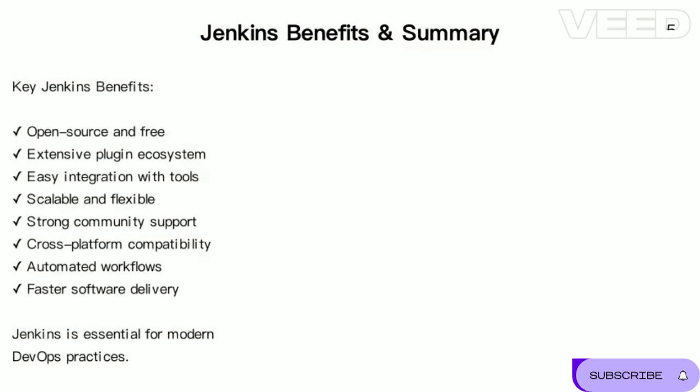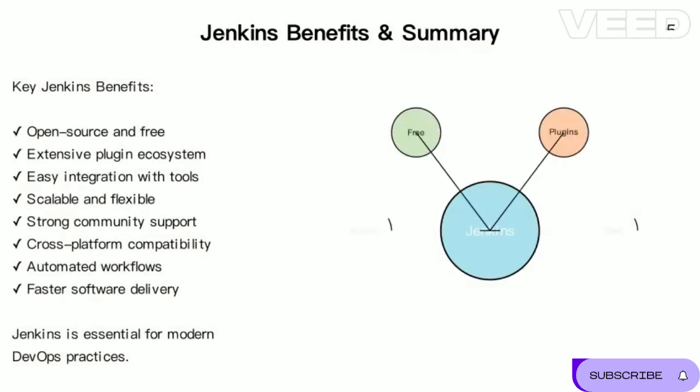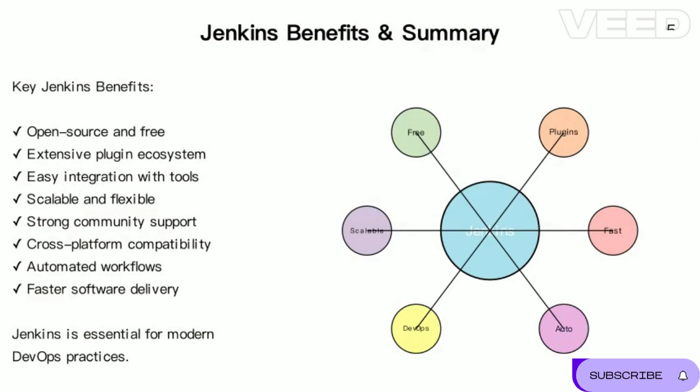Jenkins offers numerous benefits that make it indispensable for modern software development. It's completely free and open source, with an extensive plugin ecosystem supporting virtually any tool or technology. Jenkins is highly scalable and flexible, adapting to projects of any size. The strong community provides excellent support and continuous improvements. Its cross-platform compatibility and automated workflows enable faster, more reliable software delivery, making Jenkins essential for successful DevOps practices.